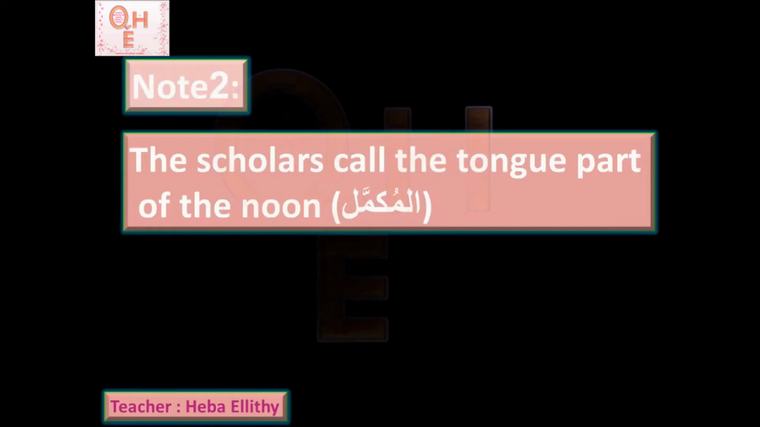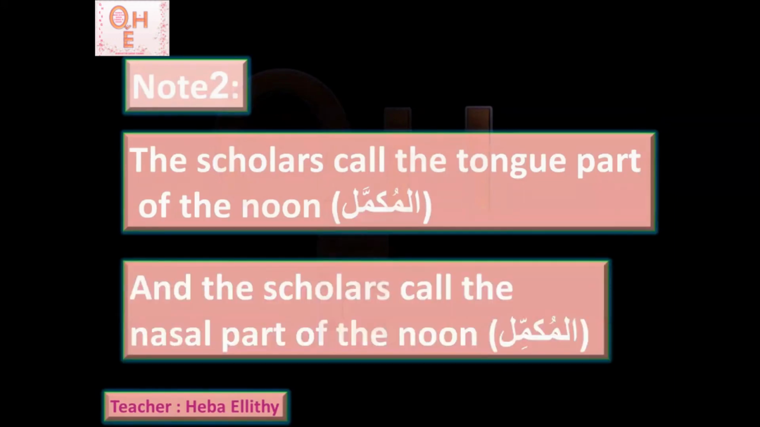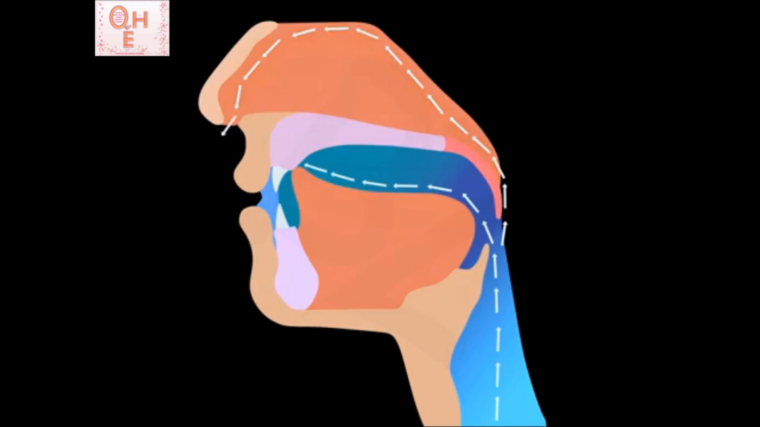Another note here, and it's very important. Letter noon: the scholars call the tongue part of the noon al-mukammal, and the scholars call the nasal part of the noon al-mukammil. What do I mean by that? When you say an, the sound goes part of it from the mouth and part of it continues from the nose.